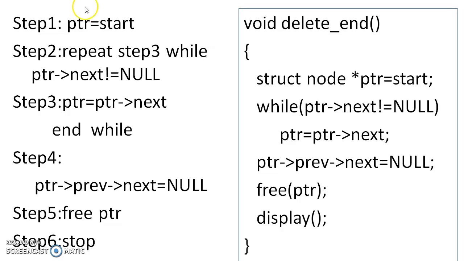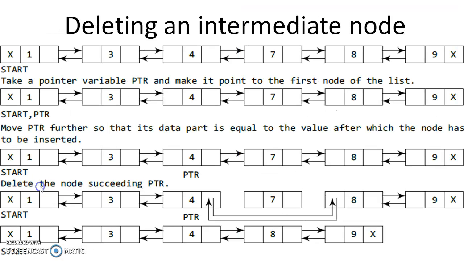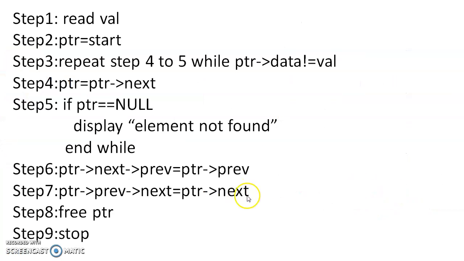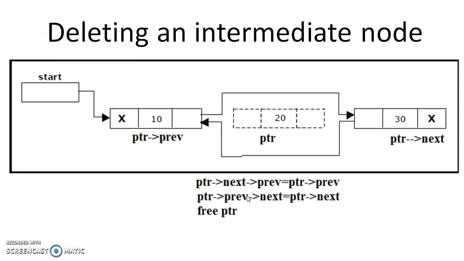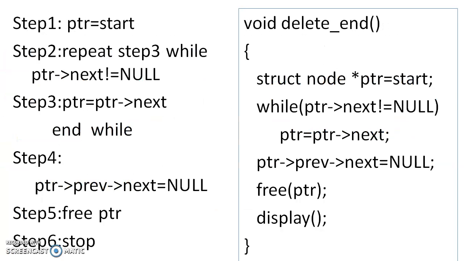See here, the pointer is starting at start and I am repeating step 3, that is pointer equal to pointer of next, until pointer of next is equivalent to null. That means after the 3rd step, pointer will be reaching the ending of this one. At that particular point, pointer of previous of next, this pointer we are removing, making it a null, and we are freeing that particular pointer, and at the end we are stopping this algorithm.